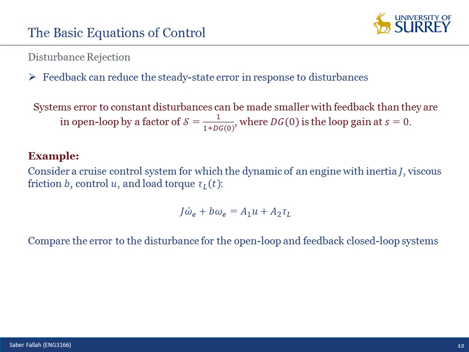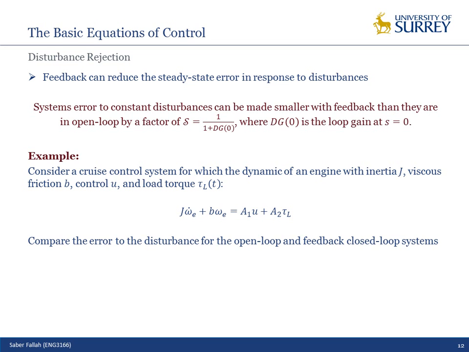So the equation of the engine will be J omega dot E plus B omega E equals A1 U plus A2 tau L. Omega E is the speed of the engine, the angular velocity of the engine, and omega dot is the angular acceleration of the engine shaft. U is the control input, tau L is the disturbance input.